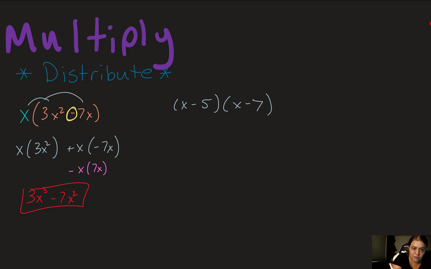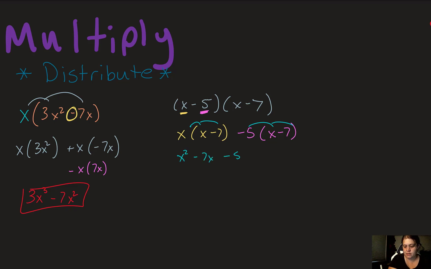So first off, we're going to take this guy and multiply him by that entire second polynomial. And then we're going to take this guy and multiply him by that entire second polynomial, like that. And now we're going to go back to what we did the last time, where we distributed and shoved the thing in. So that gives me x squared minus 7x minus 5x plus 35. And the final answer is x squared minus 12x plus 35.